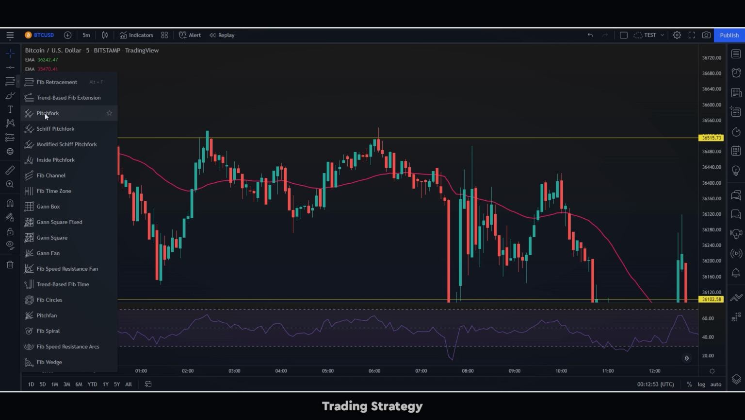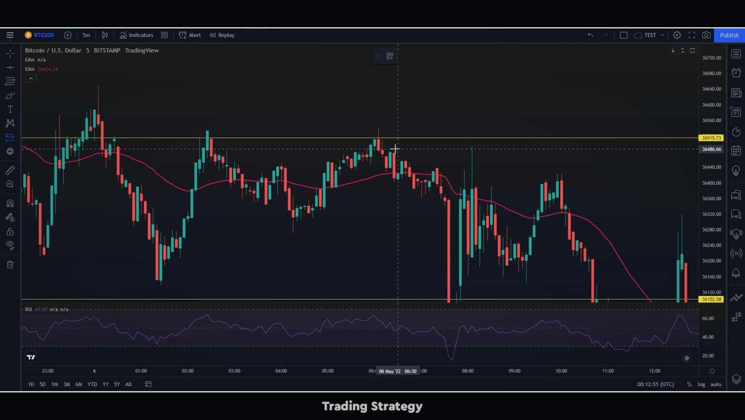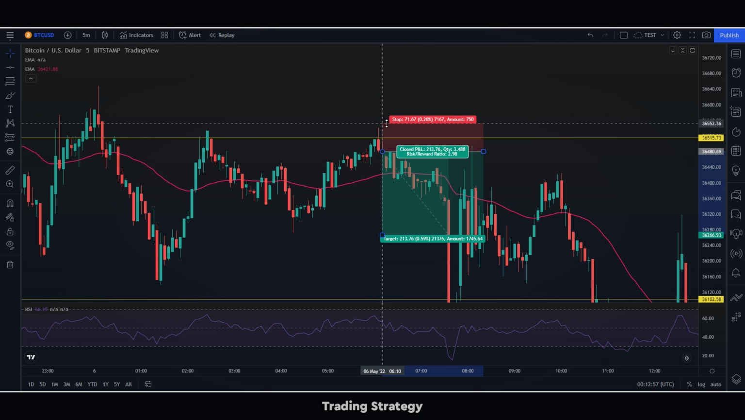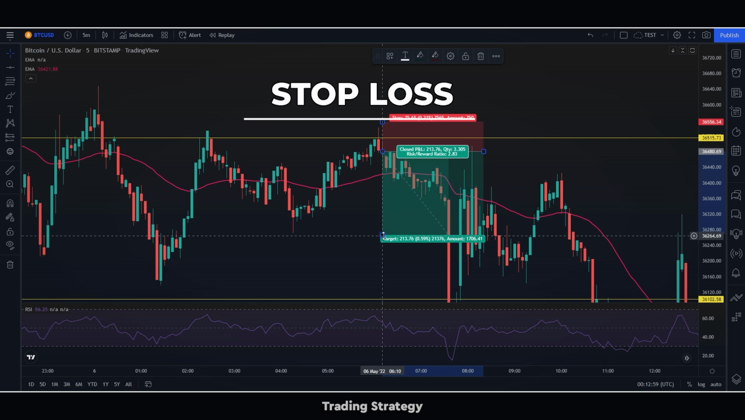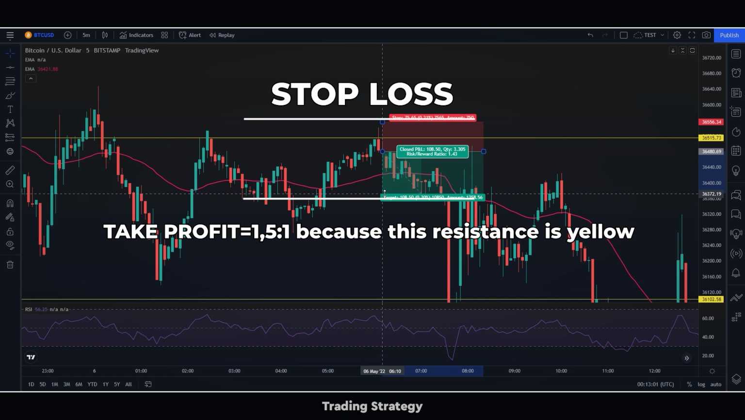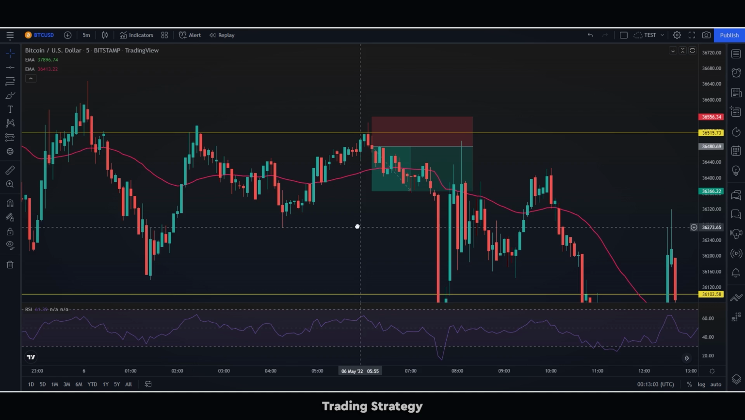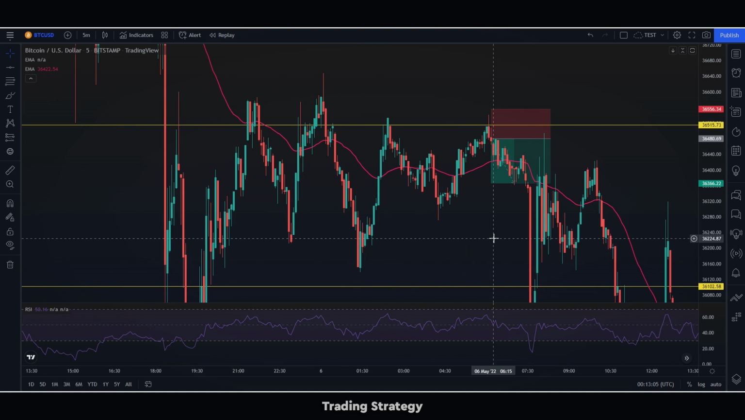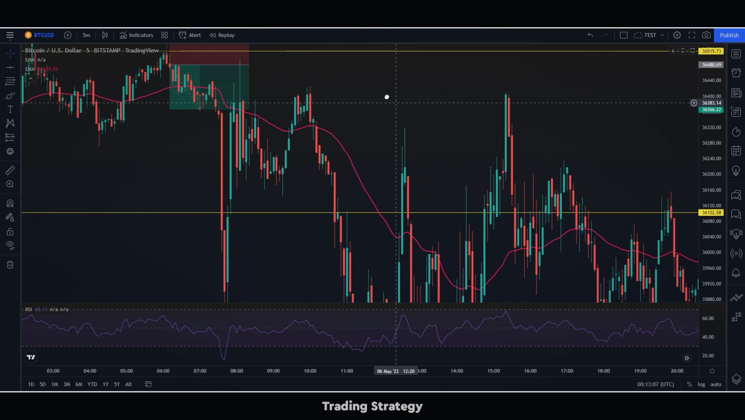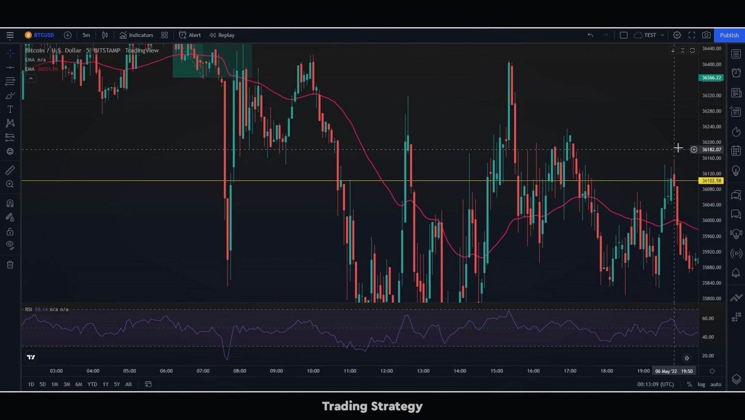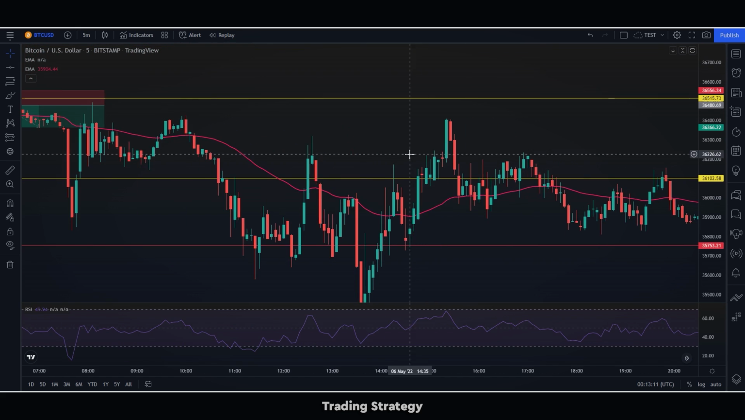We will put the stop loss above this pattern, and the take profit in a risk-benefit ratio of 2:1 in case the resistance is red, or a risk-benefit ratio of 1.5:1 in case the resistance is yellow. For greater security, we can check if at the point where the pattern was formed, the RSI is in the 70 zone, but this is optional for greater security.